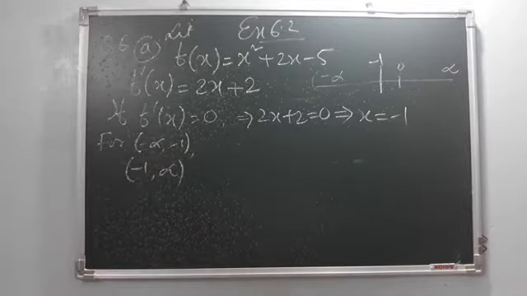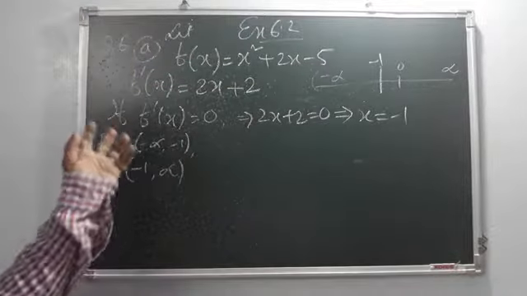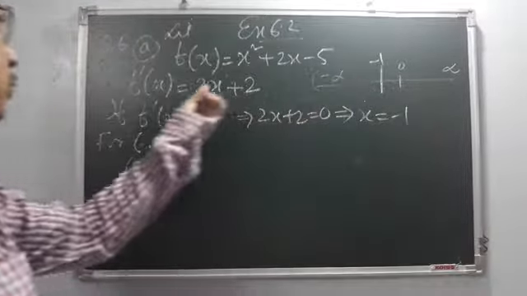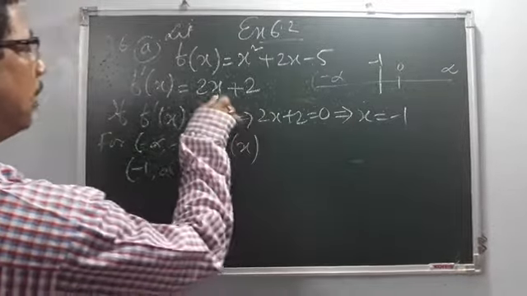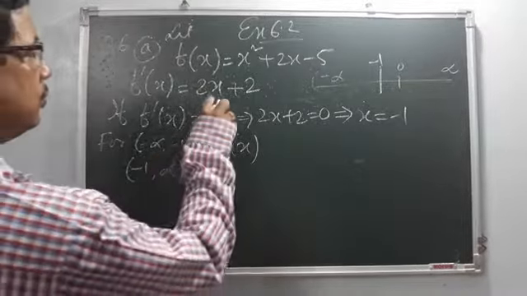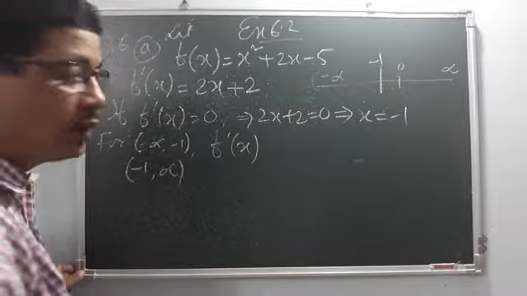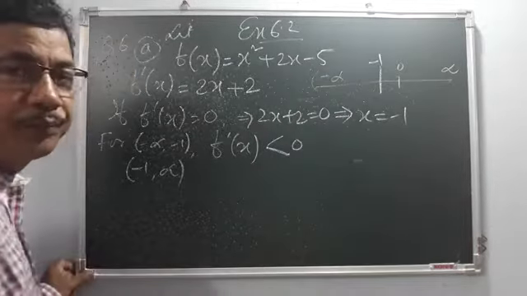So if we consider minus infinity to minus 1, we can take any value from this interval. Suppose I have chosen minus 2. Then f dash x for minus 2: minus 2 into 2 is minus 4, plus 2 is negative. So this is less than 0.